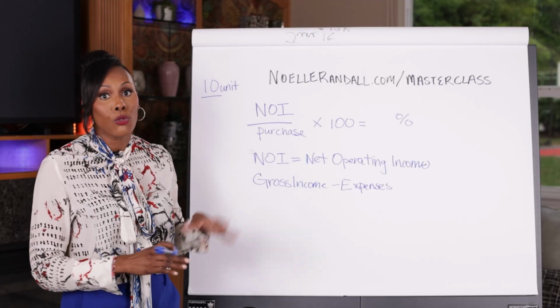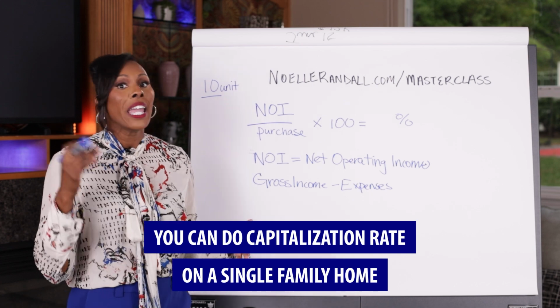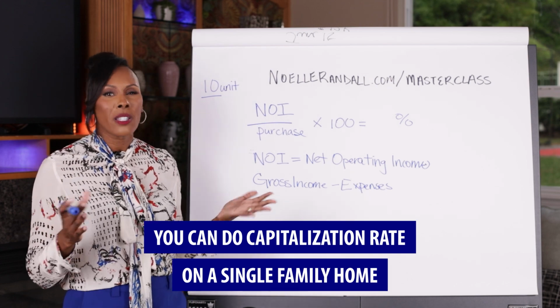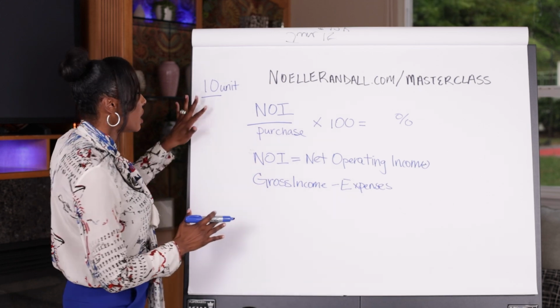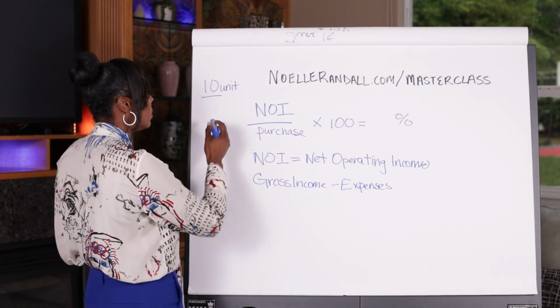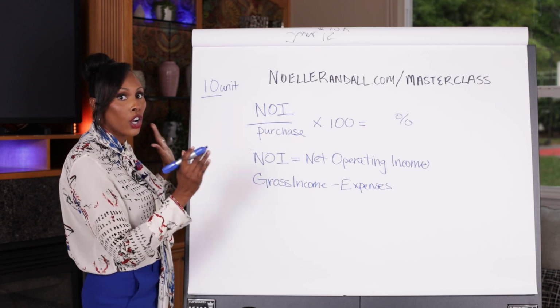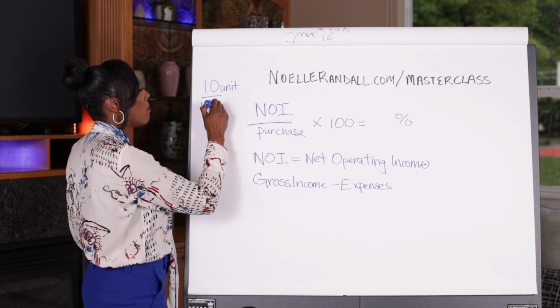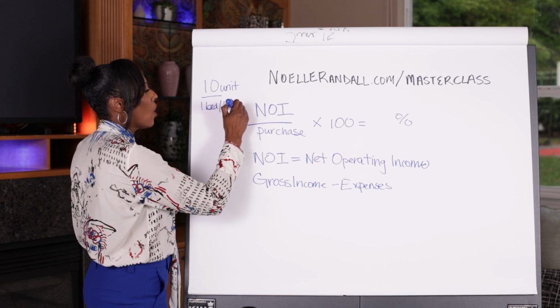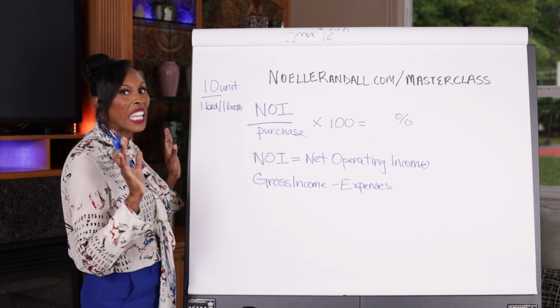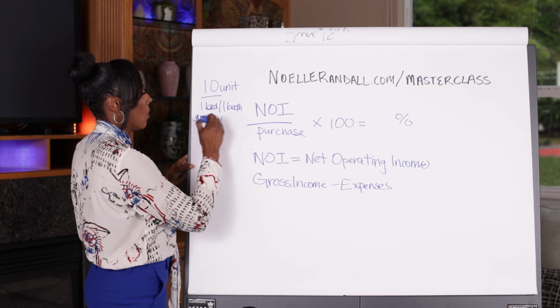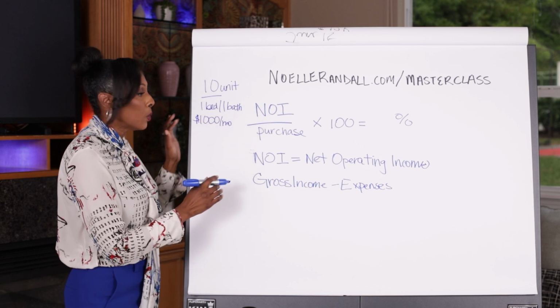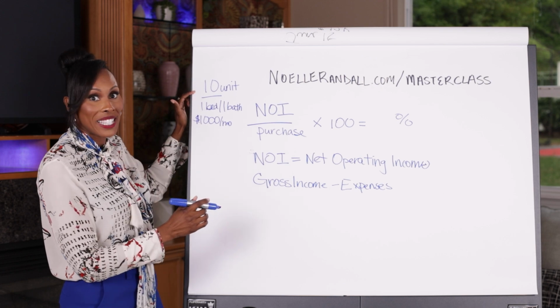However, you can also do cap rate on a single-family home and compare two different rental properties, but that's probably not going to be what's best for this calculation. So let's just say you have a 10-unit apartment building and all 10 units are currently rented. Let's say they're all 1 bedroom, 1 baths, and they all rent for $1,000 per month, okay?